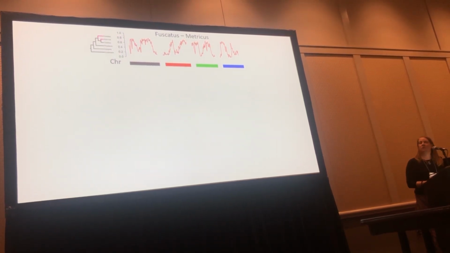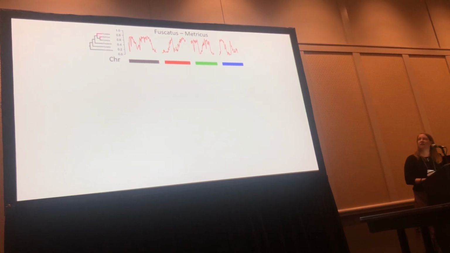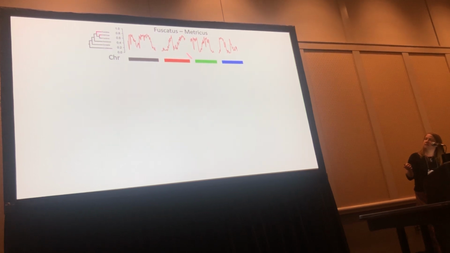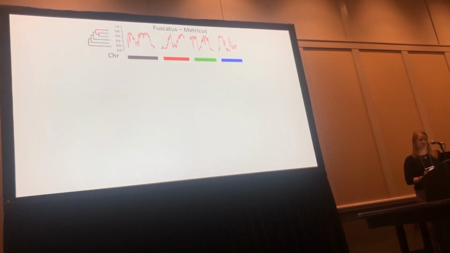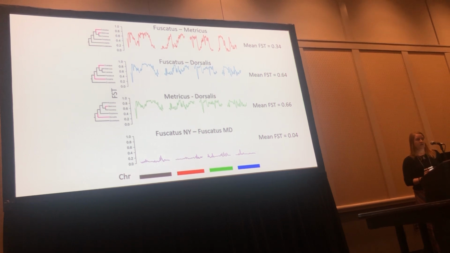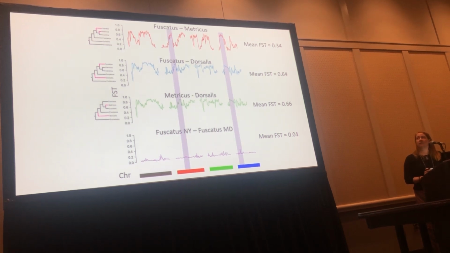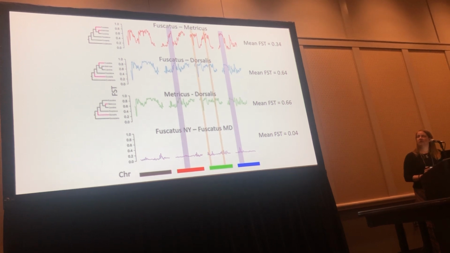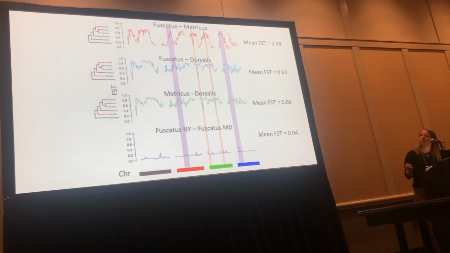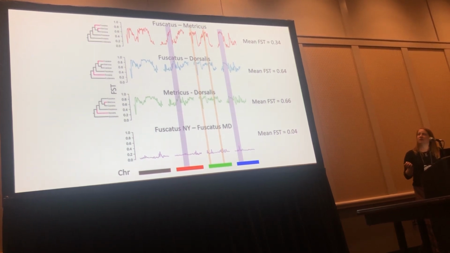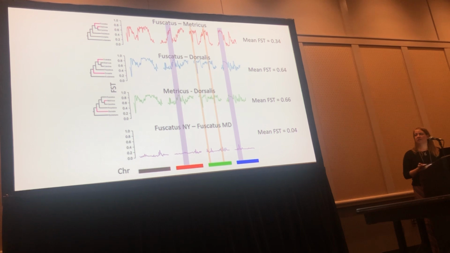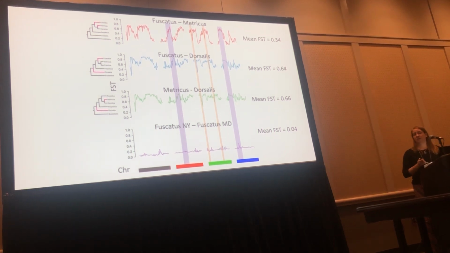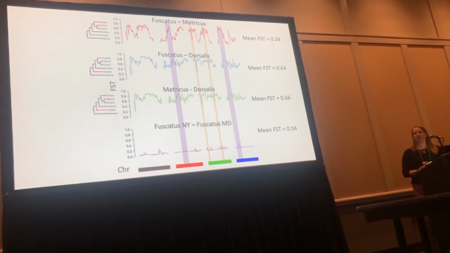Okay, so first I'm going to show an FST plot for fuscatus and metricus, and I'm just going to show the first 4 chromosomes for simplicity's sake. Here we can see that there is this pattern of heterogeneous genomic divergence, with some areas of the genome showing really high FST, and other areas showing lower FST. If we compare this to the other FST plots, for fuscatus and dorsalis and metricus and dorsalis, we see an overlap of these outlying peaks and also an overlap in these outlying valleys. But also, for our more diverged species comparisons, fuscatus dorsalis and metricus dorsalis, the overall level of FST is higher. What I think is also interesting is that we also plotted an FST comparison between populations instead of between species, and we actually also see some overlap between these outlying windows.